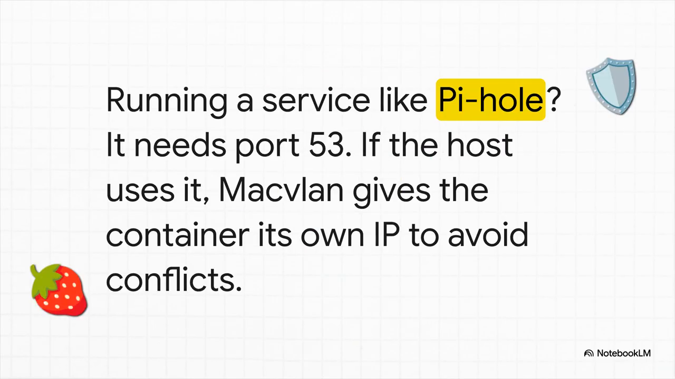The perfect real-world example for this, running something like Pi-hole in a container. See, Pi-hole is a DNS server, and DNS has to run on port 53. It's a non-negotiable standard. But your host machine might already be using port 53. MAC-VLAN is the hero here. It just gives the Pi-hole container its very own IP, completely avoiding that port conflict.